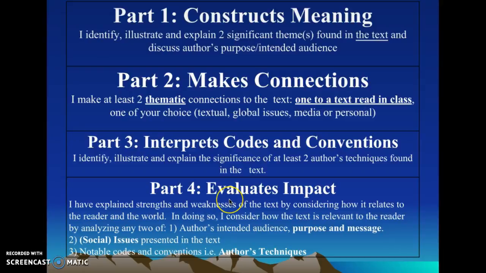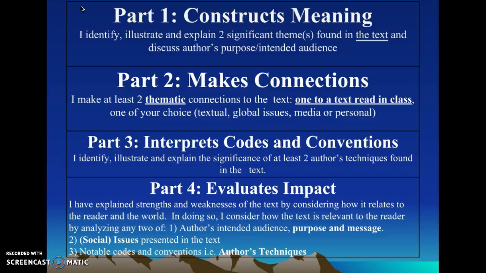Hi everyone. In this session of Crash Course on Response, we're going to be reviewing part 1 of the response, which is constructs meaning. This will be your introductory section. It should always go first. I like to think of this section as laying the foundation for the rest of your response.